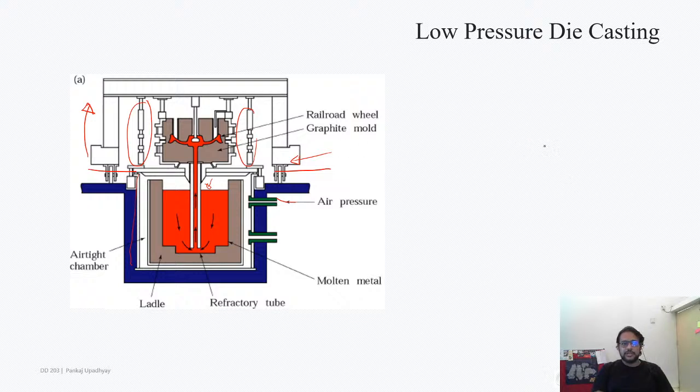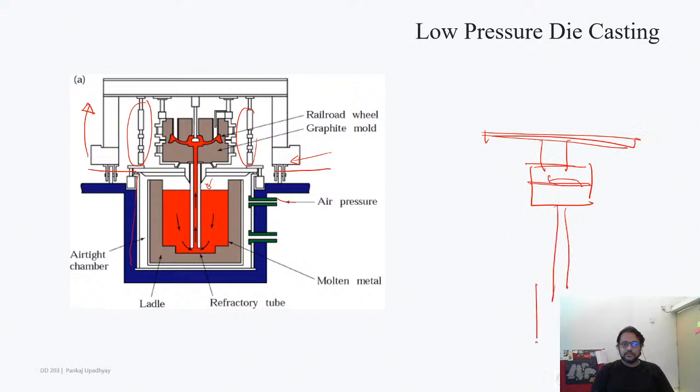But what you need to know is that there's one surface on which the die is connected, and the die, this whole thing with the cavity, can move up. There's a tube that goes into the molten material, and instead of pushing the molten material, you push the top surface, and the molten material flows into the right location. So that's how low pressure die casting is done.